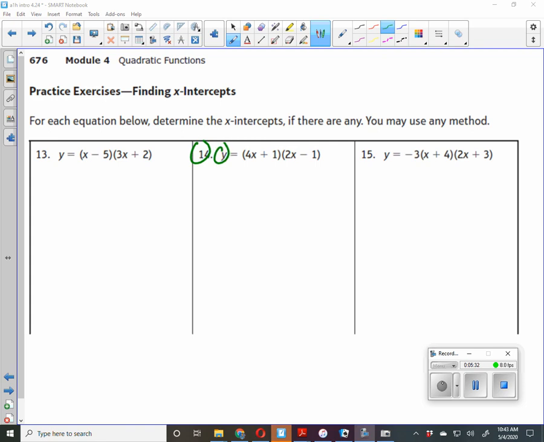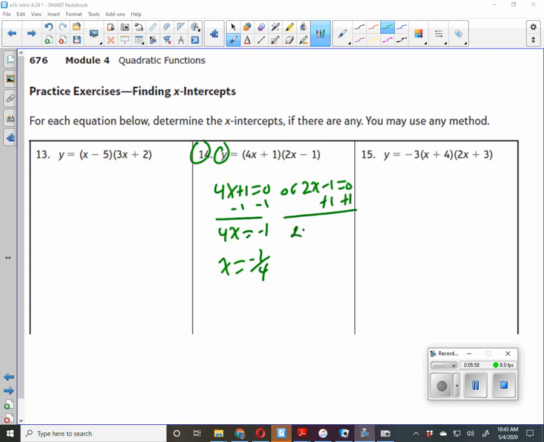Notice if y goes to 0, then we have either 4x plus 1 equals 0, or 2x minus 1 equals 0. Minus 1 gives me 4x equals negative 1. Divide by 4, we end up with x equals negative 1/4. Or plus 1, 2x equals 1. If I divide by 2, I get x is equal to 1/2.